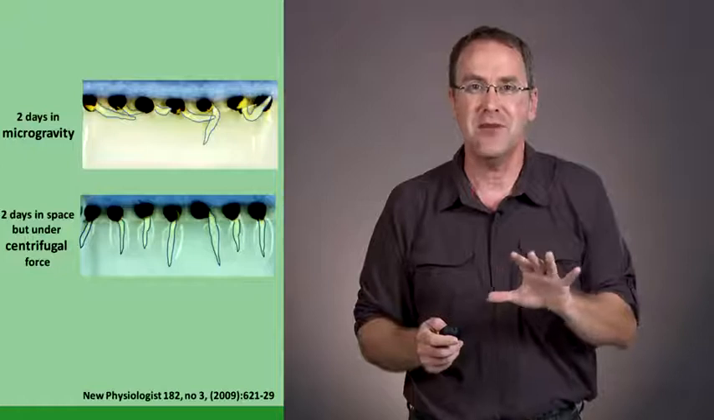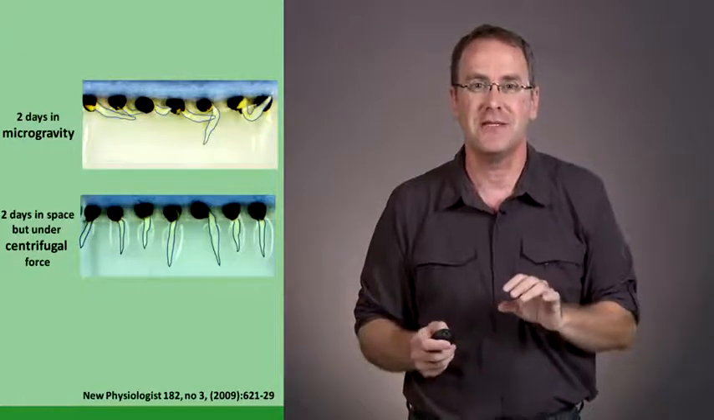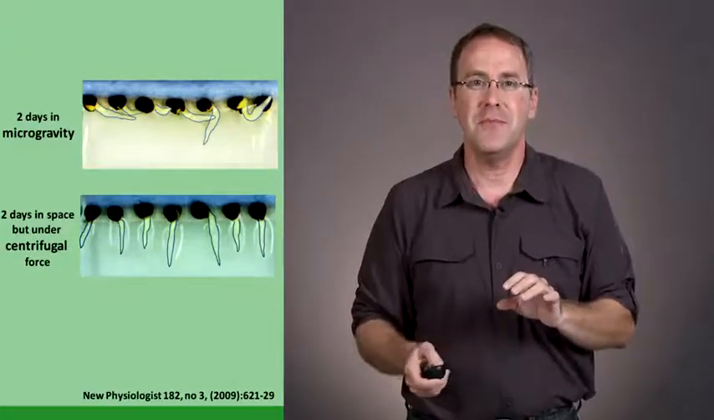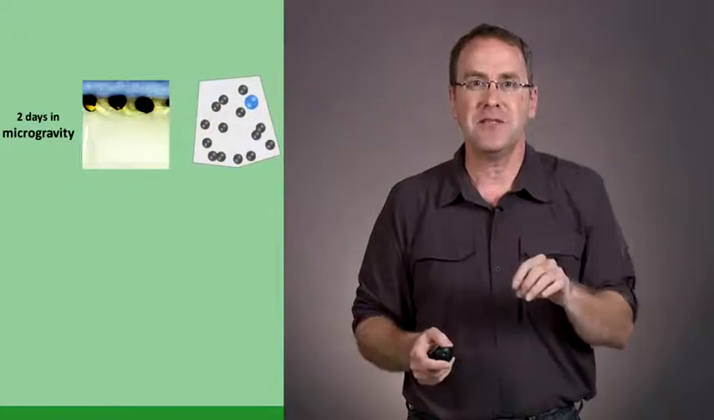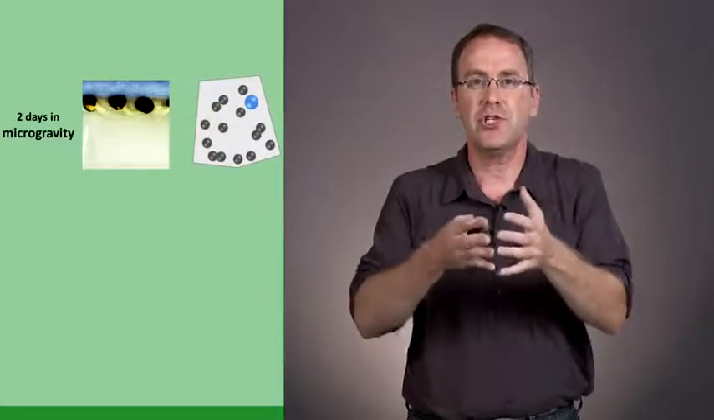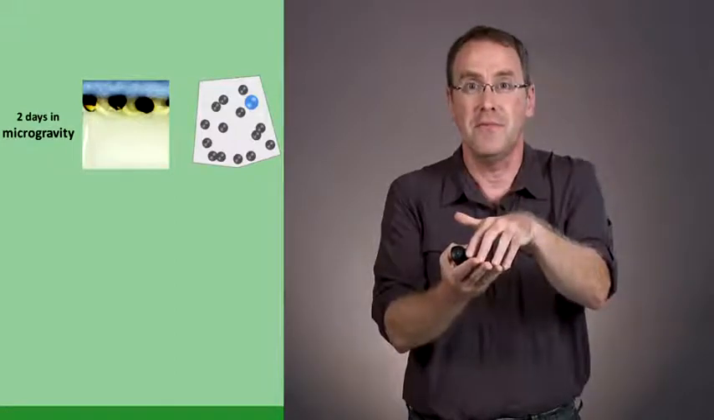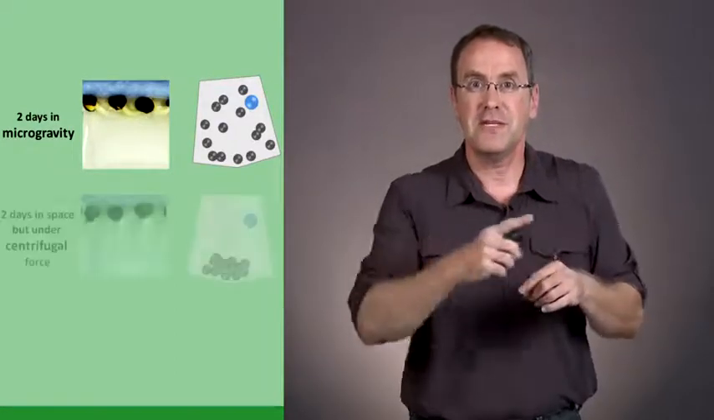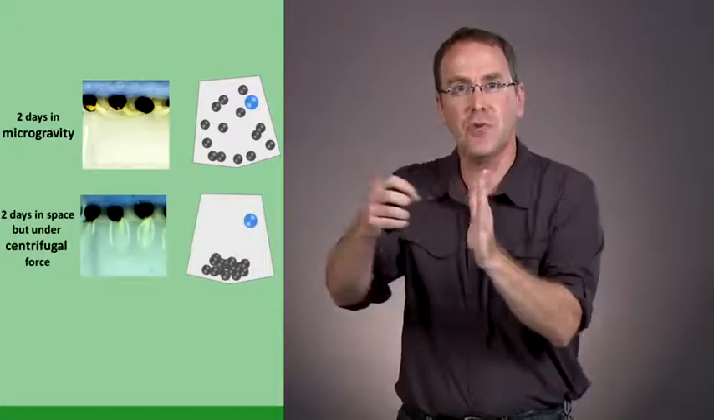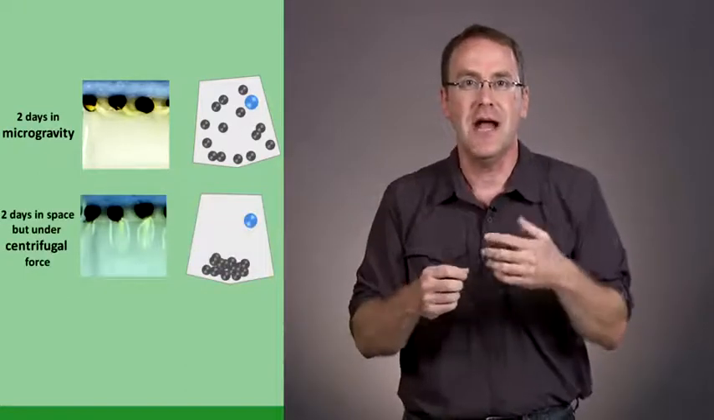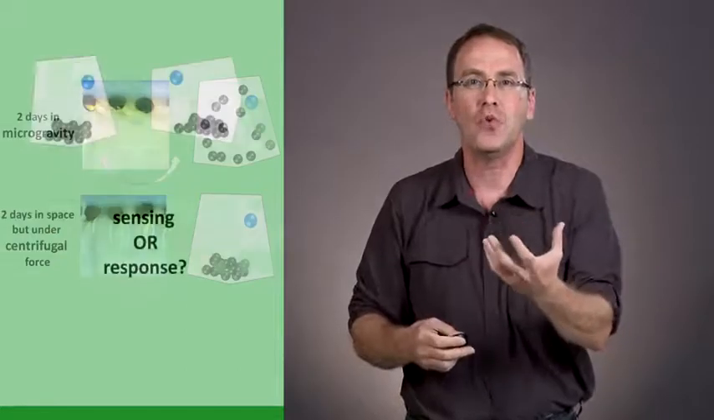So what's happening here in space to their amyloplasts? When you look at the amyloplasts, in the absence of gravity, the amyloplasts are distributed evenly throughout the cytoplasm. They don't fall to the bottom. But when you put them in the centrifuge, the amyloplasts go to what would be the bottom side of the cell, and that helps the plant know which way to grow.